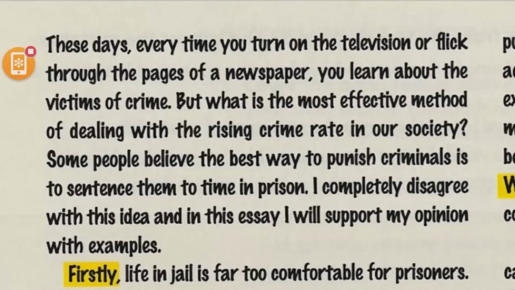So I'm reading the second sentence. But what is the most effective method of dealing with the rising crime rate in our society? Now you focus the previous sentence with this. Usually some experts believe we should not write a sentence with a question mark in the essay, but we have written this sentence to support or to focus the first sentence. Now the third sentence is paraphrasing the topic in your own words. Some people believe, and you should always use some people think, right? Some people believe the best way to punish criminals is to sentence them to time in prison. This is paraphrasing the topic.